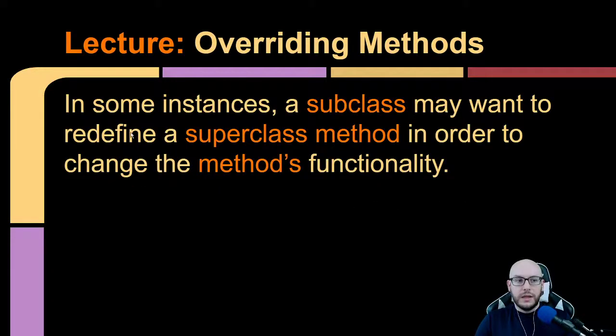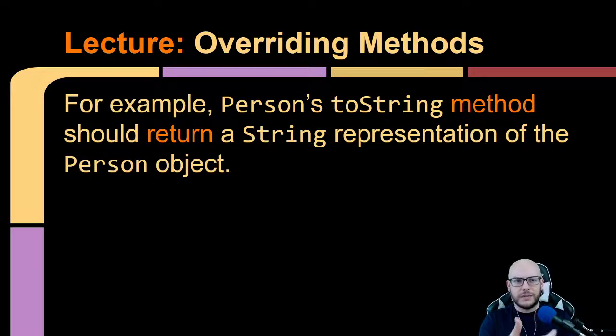Okay. In some instances, a subclass may want to redefine a superclass method in order to change the method's functionality. The toString is the perfect example of this. The toString that we're inheriting right now in student only does the name, but I got more stuff. Person's toString method should return a string representation of the person object. Sure.